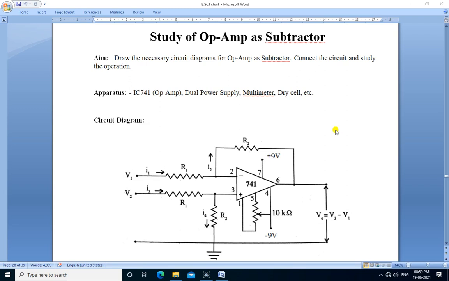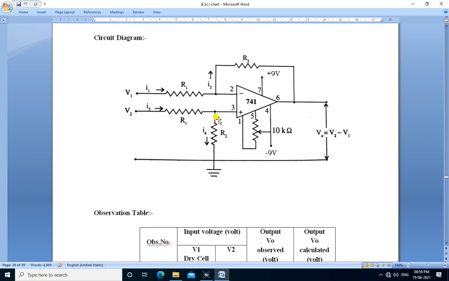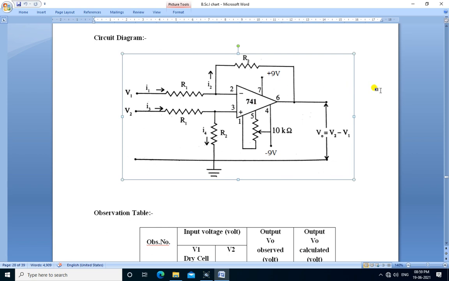Hello friends, we are going to perform the practical study of op-amp as a subtractor. Aim: draw the necessary circuit diagram for op-amp as a subtractor, connect the circuit and study the operation. This is the circuit diagram of op-amp as a subtractor.